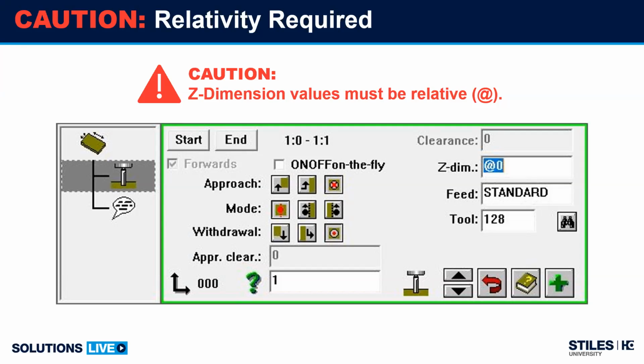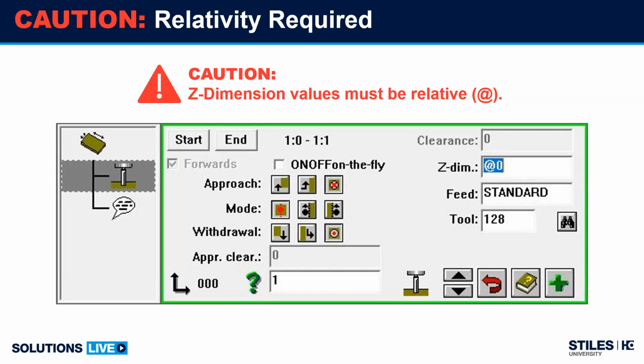Anytime we do a Z dimensional move within the contour, our Z dimension on the router tool has to be relative. We have to put the @ symbol in there. If we don't, if we just put it at 0, then the tool's going to plunge to Z0, absolutely. It's going to follow the contour, but when it gets to the corners, it's not going to move up and down in Z. It's just going to move in a flat line to the corner.